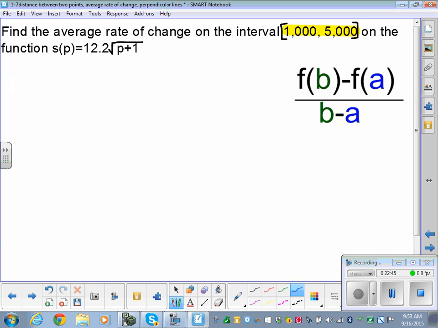Now you have to decide on your interval which one's a and which one's b. So which one's a? -1,000 is always the smallest. And then what's b? 5,000. Questions? All right, on this function, s of p, that just means a function, is equal to 12.2 times the square root of p plus 1. So let's go through and find f of a, because that's what we need. Well, a is what?